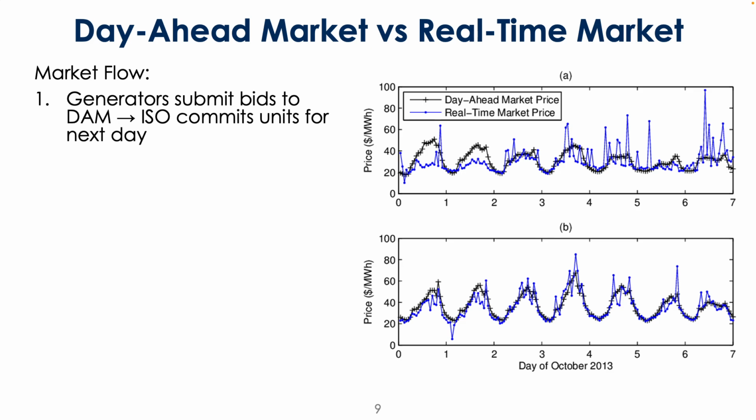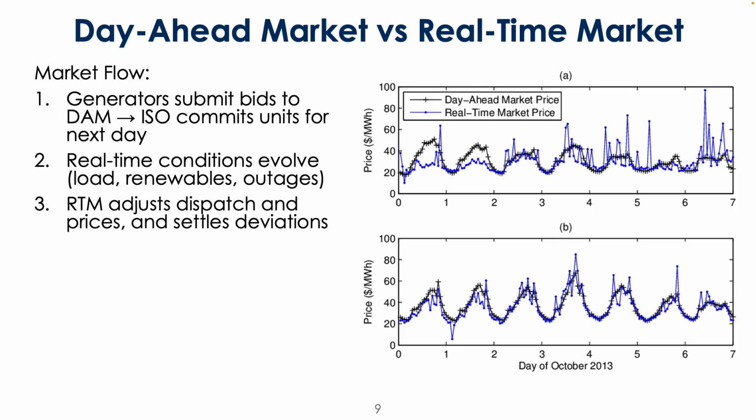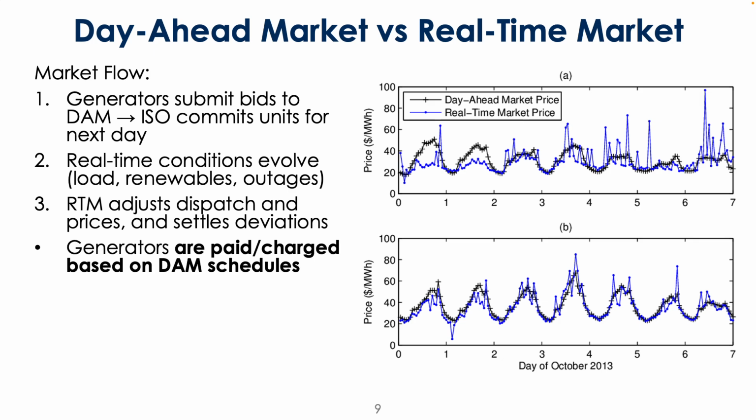So the way this works, generators submit bids to the day-ahead market, and the ISO commits the units the next day. As real-time conditions evolve, maybe the load is slightly different, maybe your renewables change, like a big cloud is passing by and you have a dip in your power, maybe there are outages. So the real-time market adjusts your dispatch and says, hang on, I told you to turn on, but actually I need you to not turn on, or I told you to turn on this much, but you actually need to turn on this much. And then it will price those adjustments and settle them afterwards.